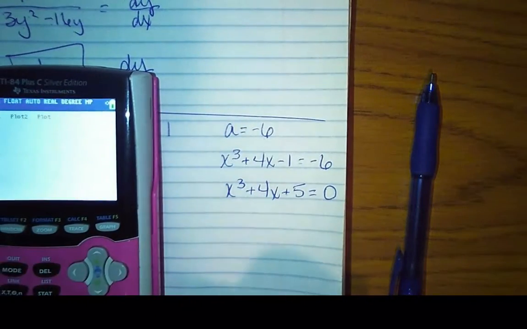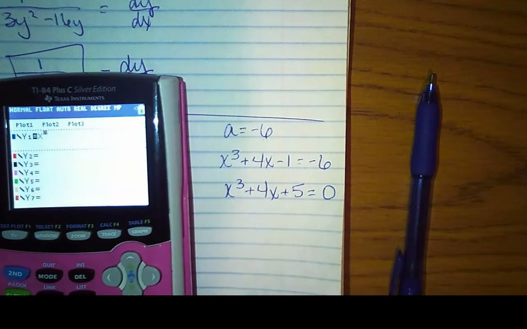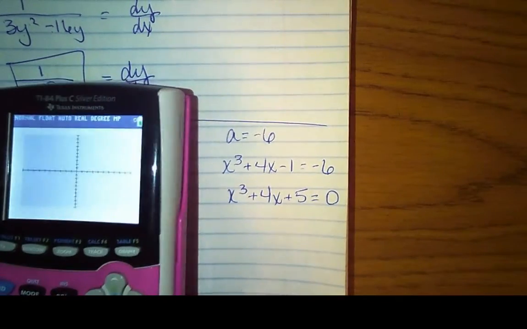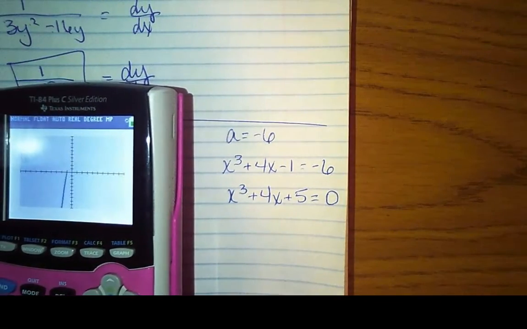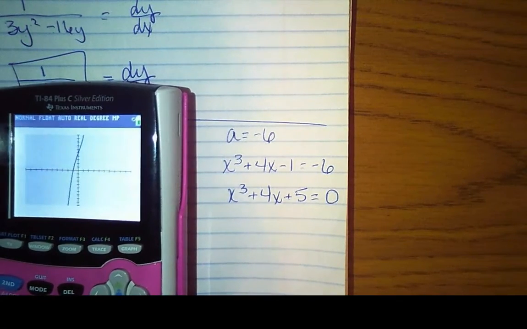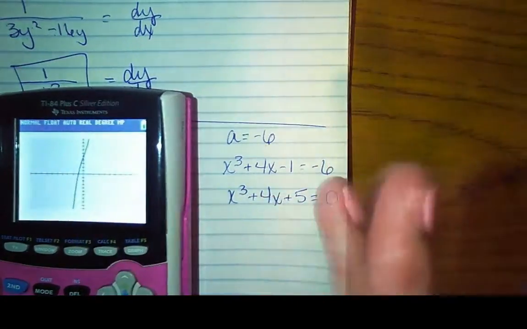What you have is, if I graph this thing, x to the third plus 4x plus 5, I want to find out where this thing hits the x-axis. That's going to tell me the corresponding y value that I can use for this. It's not going to make sense yet, hang on. So it hits at -1. You can see that and you can prove it.